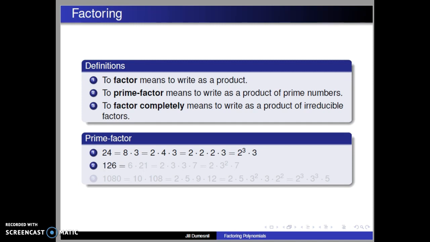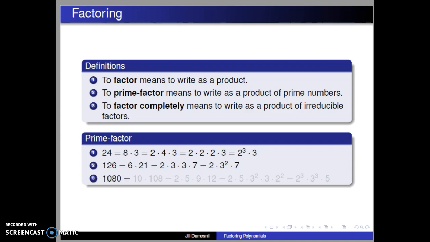Similarly, to factor 126, we notice that 126 is divisible by both 2 and 3, and therefore 126 is divisible by 6. In fact, 126 is 6 times 21. We can factor further by replacing 6 with 2 times 3 and replacing 21 with 3 times 7. Since all of the factors are now prime, we can write 126 as 2 times 3 squared times 7.